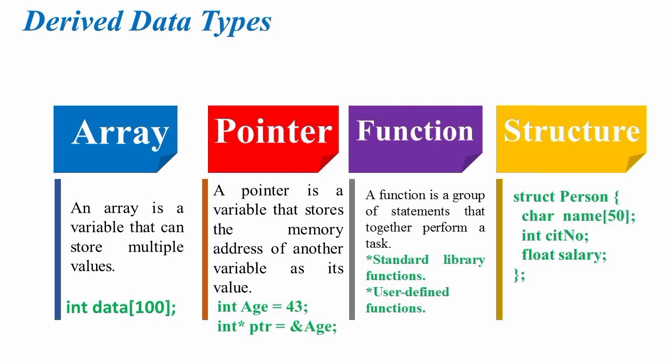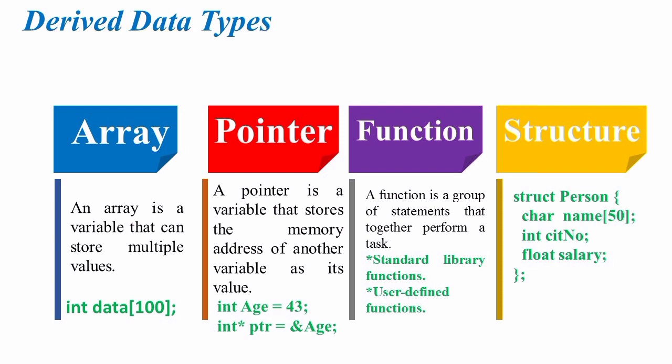Next, derived data types. Data types that are derived from the fundamental data types are derived types. For example, arrays, pointers, function types, structures, etc. Array is a variable that can store multiple values. For example, if you want to store 100 integers, you can create an array for it. Example, int data[100]. Within the square brackets, you have to mention the size of the array.